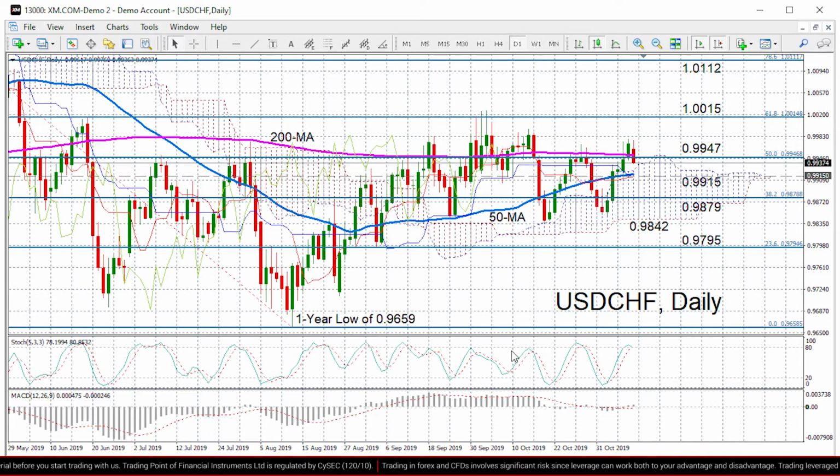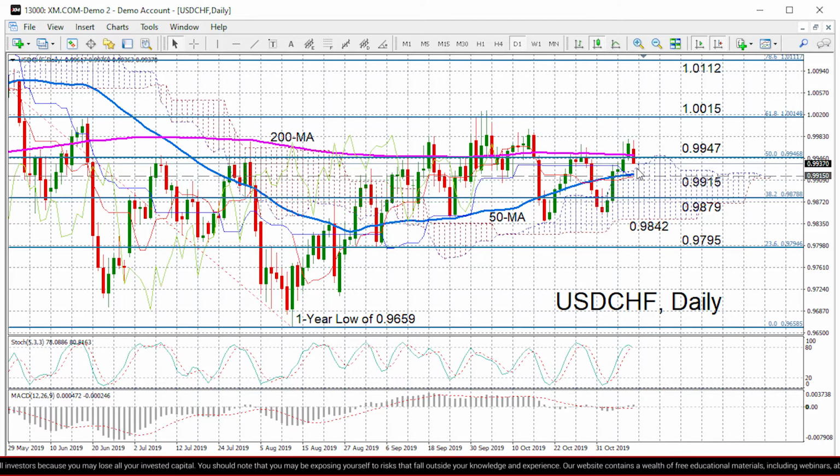Now let's turn to the dollar versus the Swiss franc. Prices have been consolidating over the past month and a half or so. At the moment, we do have a bit of a positive bias. The MACD is in positive territory. Stochastics, though, we can see they're ready to post the bearish crossover of the percentage K and the percentage D lines.